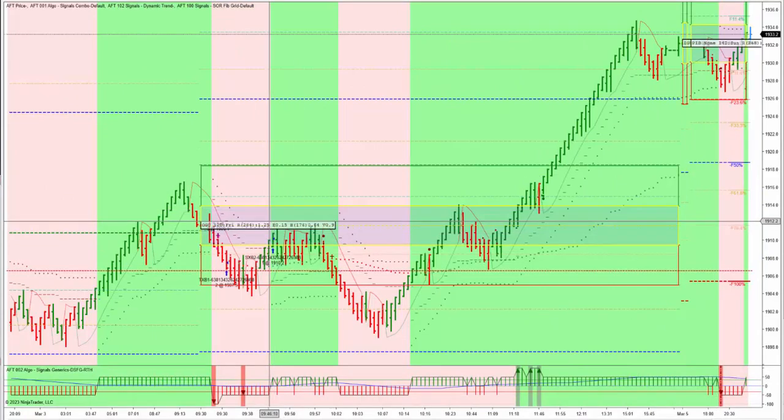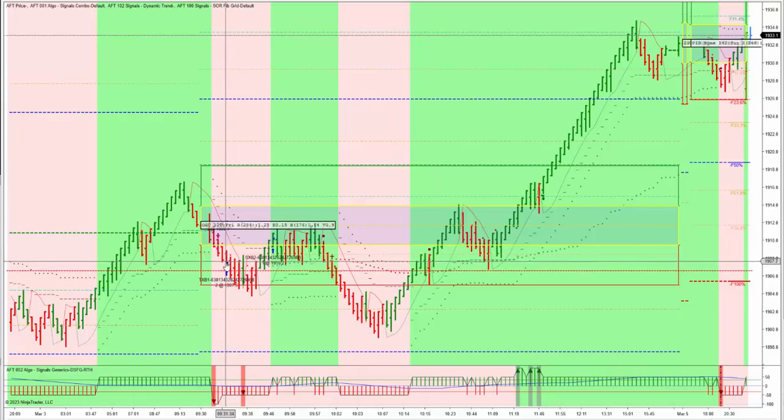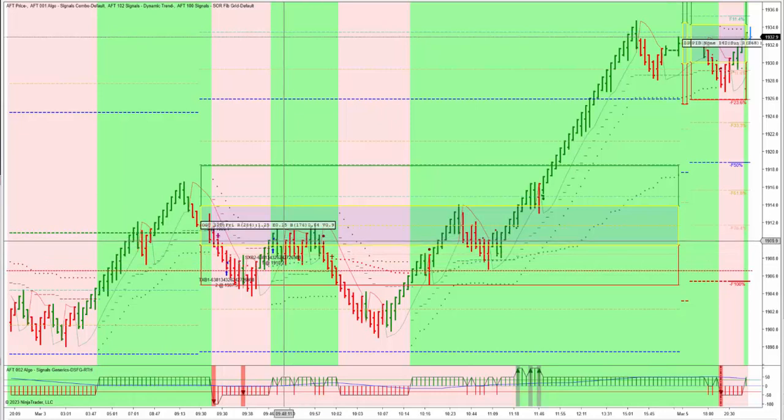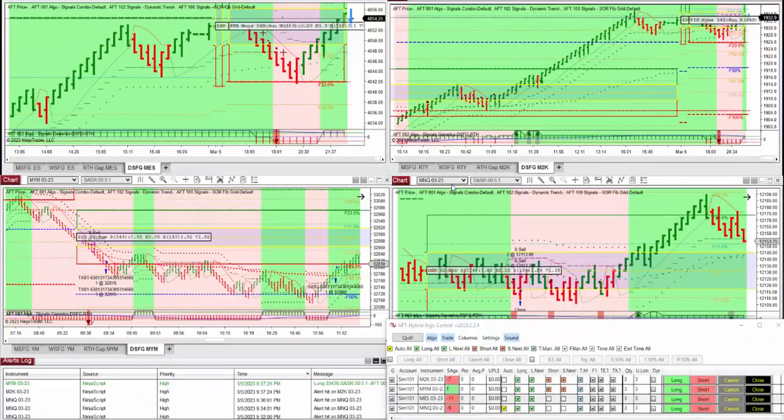And then finally an M2K on Friday, took the short on the gap down. It executed the first half target there, and then a small stop on the last. So that was the M2K for the week.